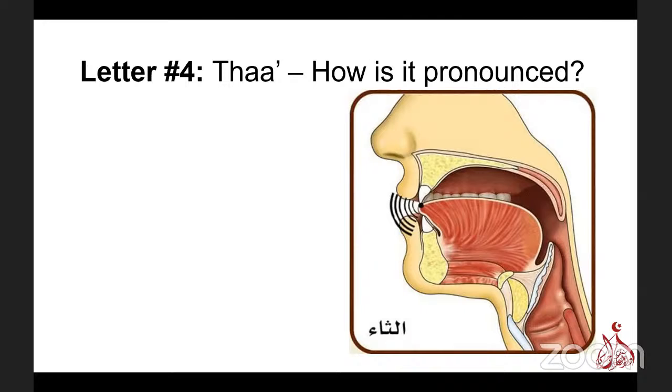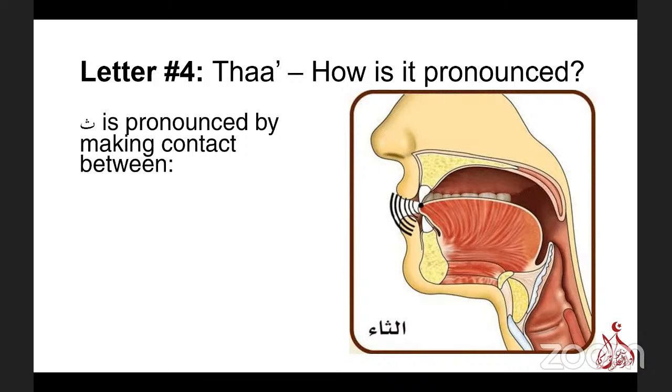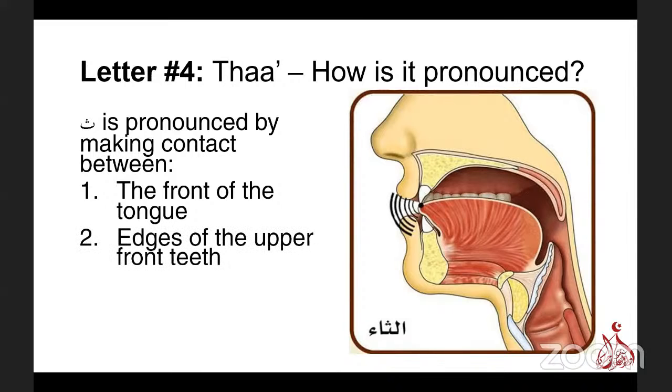First thing is that how is the Tha pronounced? So Tha is pronounced when two parts of the mouth come into contact. The first part is the front of the tongue, almost like the tip of the tongue, when it has to come into contact with the edges of the upper front teeth. It's almost like we are biting on our tongue slightly.